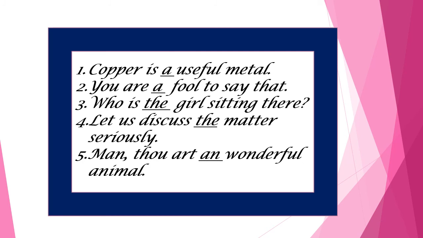Number 3, who is the girl sitting there? We have used the definite article the as here in this sentence we are pointing out a particular girl. Same logic applies for number 4 where we are discussing a particular matter. Number 5, man, thou art a wonderful animal. Here we have used the indefinite article an as the word wonderful starts with a vowel sound.